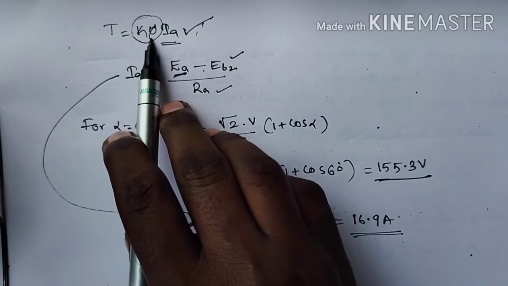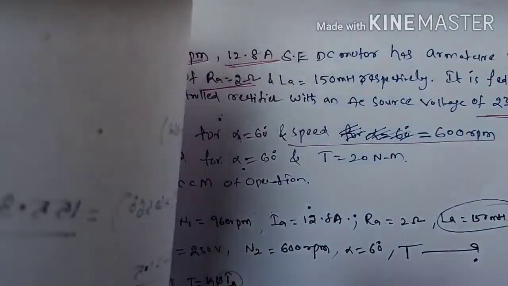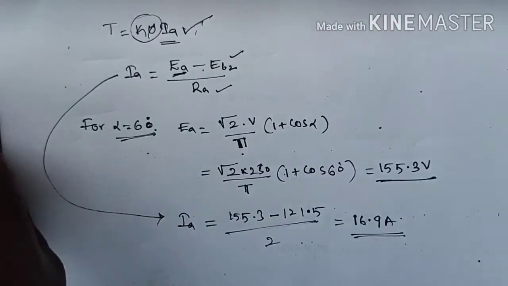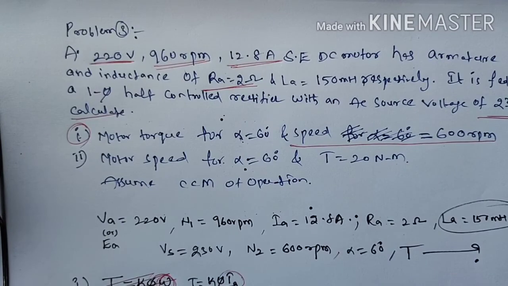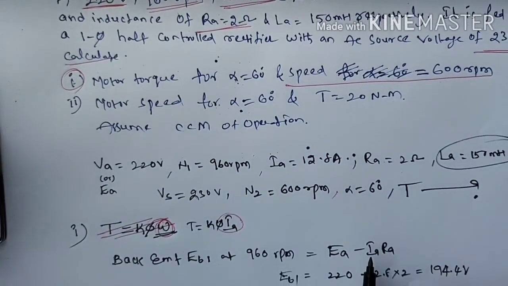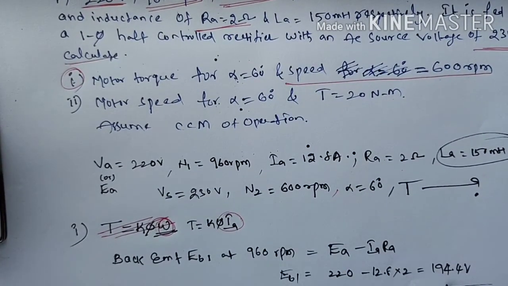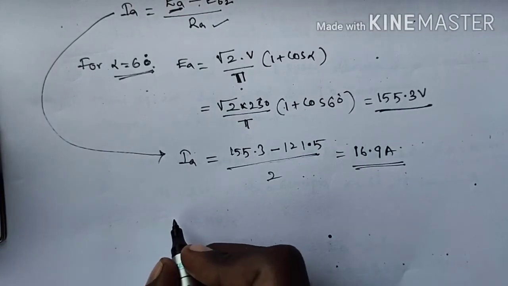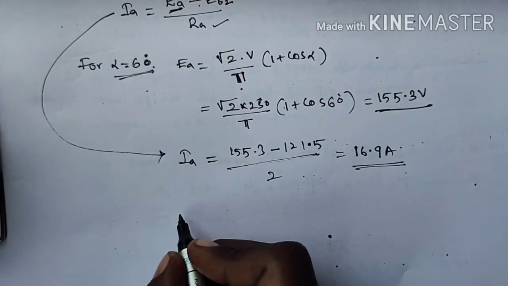Now we can see here we have to calculate the K phi value. How to calculate this K phi value? We will get it from the fundamental, from this value. Please, here you can see, the rated speed of the motor is N1 equal to 960 rpm, and its back EMF we have calculated. How much did you get? The back EMF EB1 is equal to 194.4 volts. You remember this one?